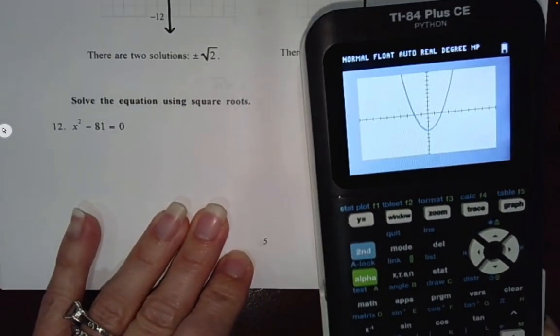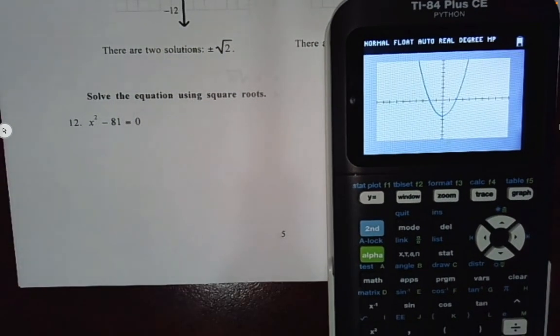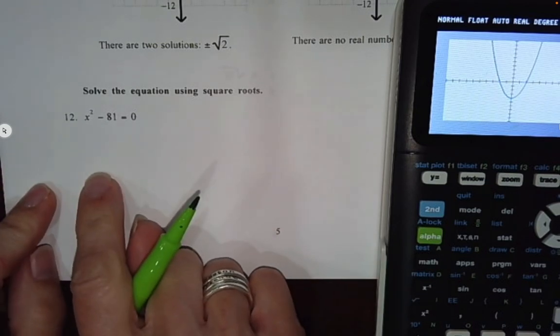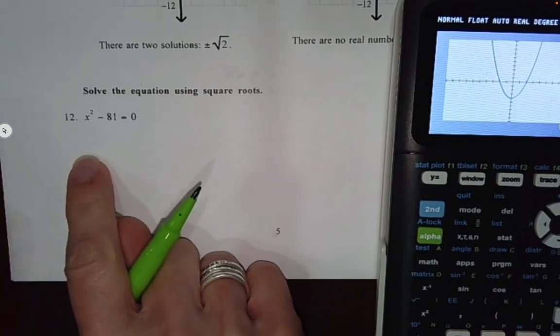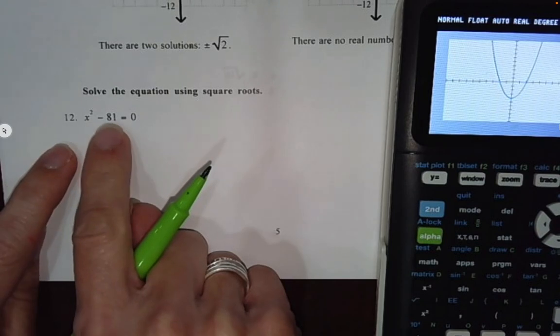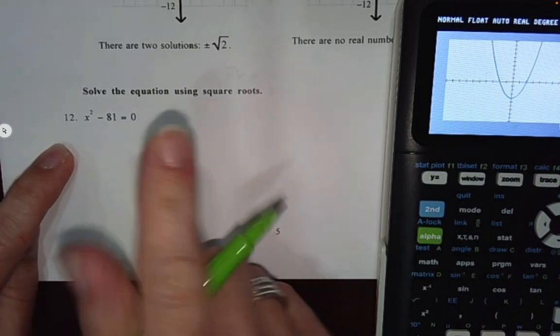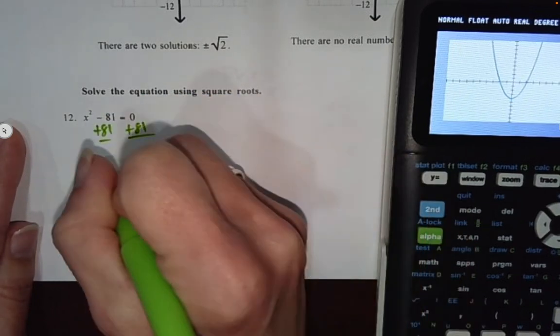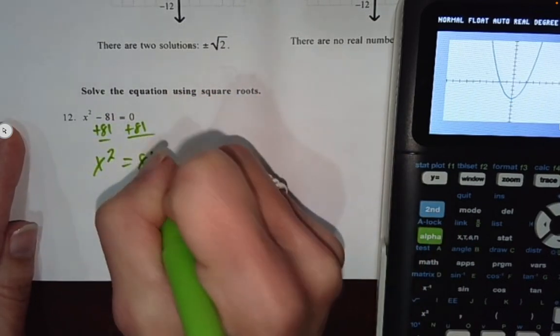Now this one you can also solve by graphing, but another way to do it is using some algebra. But yes, you can solve by graphing. How do you solve for x? How do you get x by itself? We will square root in a second, but what do I do with that 81? I add it over. So watch. So I get x squared equals 81.